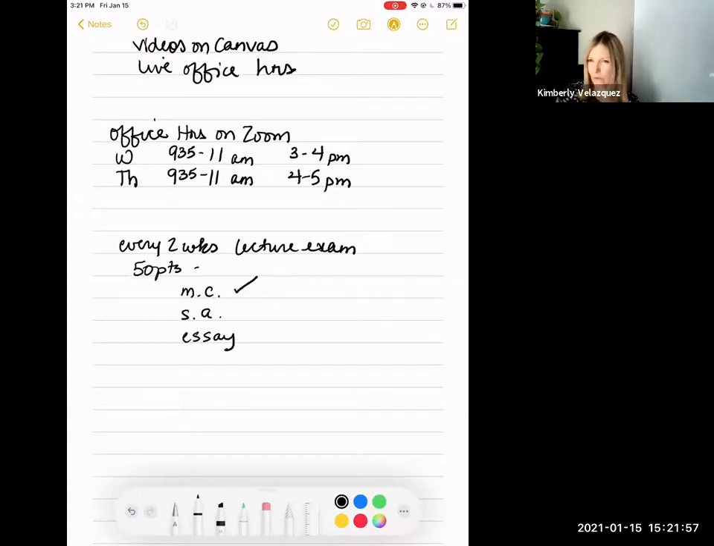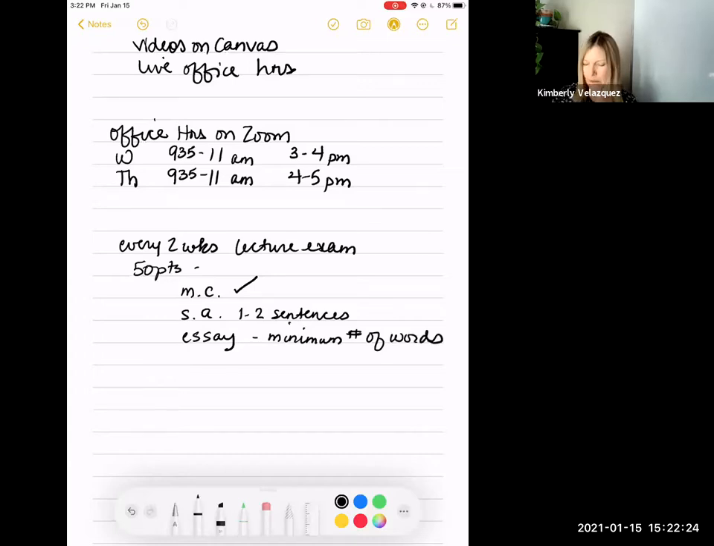Multiple choice, obviously just a lot of definitions, just direct recall. Short answer is going to be, kind of 1 to 2 sentences. When I say essay, I don't mean a formal 5-paragraph essay like in an English class. I just mean this is going to require more explanation. And in the case of the essay questions, you're going to have a minimum number of words.